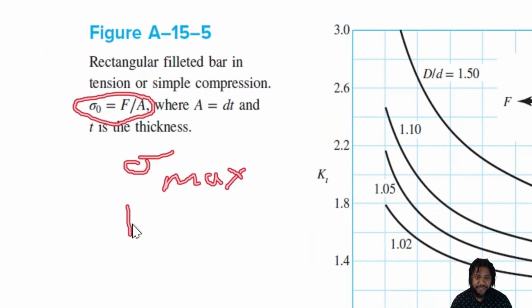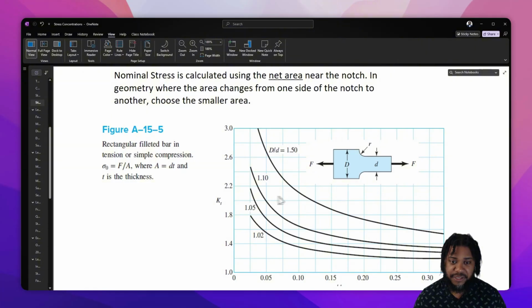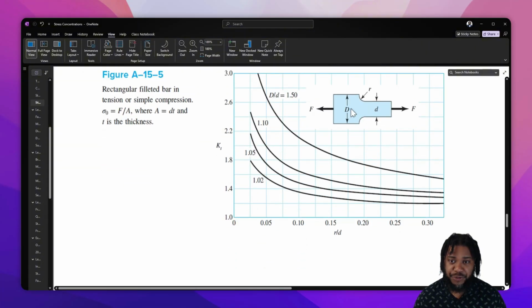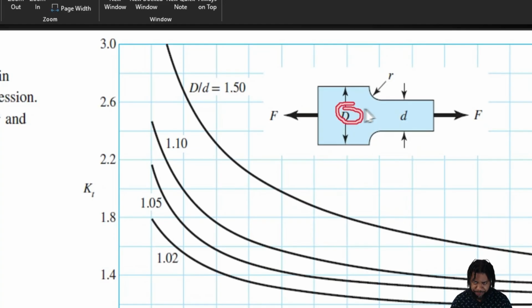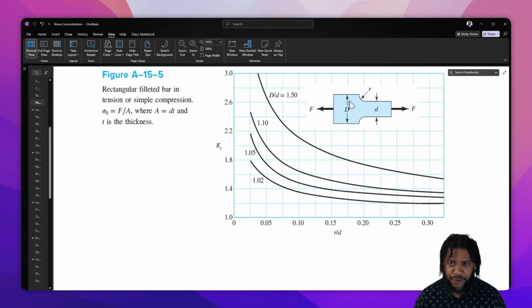So now we need to find the KT parameter corresponding to our geometry. In this case, the geometry has 3 dimensions: big D, little d, and the fillet radius r. If we're given a problem and we know those 3 parameters, we're going to have to read this chart and find the corresponding line for the big D over the little d and the corresponding position of r over little d, and plot up and over to get our KT value.